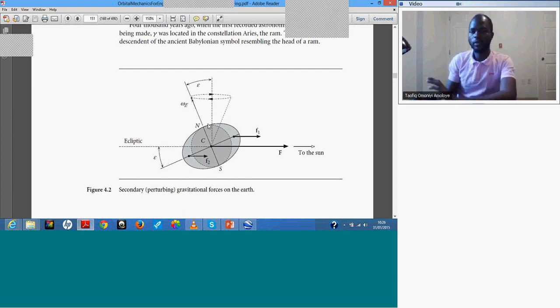So if the Earth were not spinning, that would be the case. This angle would have been closed up. That means the equatorial plane would have been pulled so that it will coincide with the ecliptic plane. But then the Earth is spinning, and because of its spin, there's an angular velocity vector which is directed to the north pole.